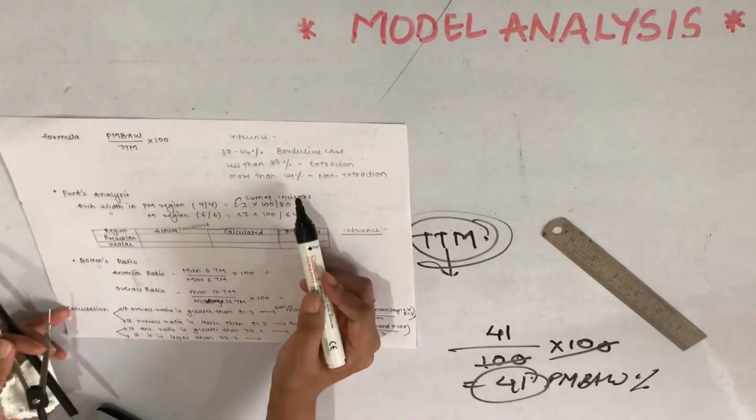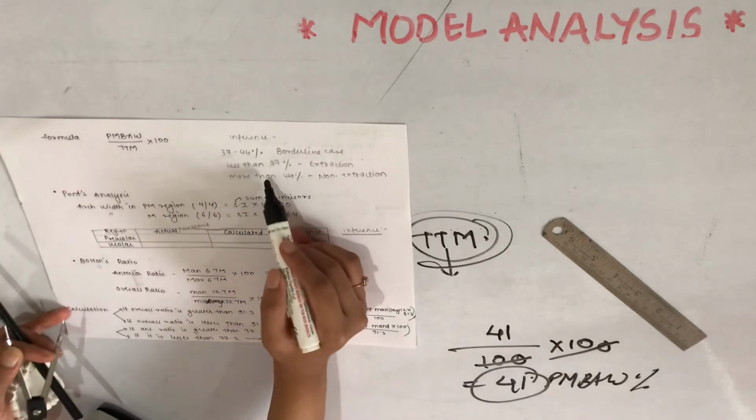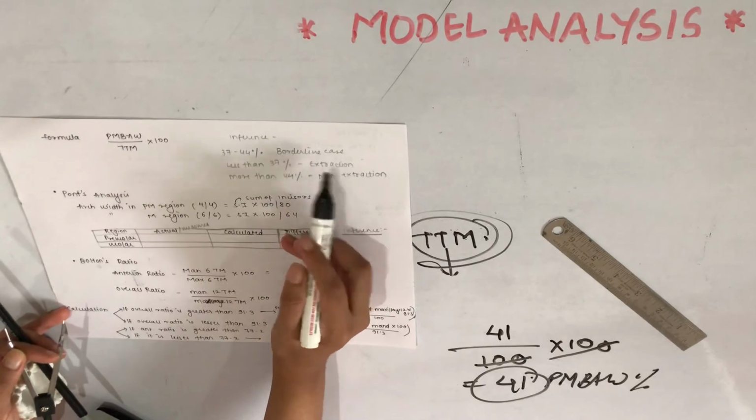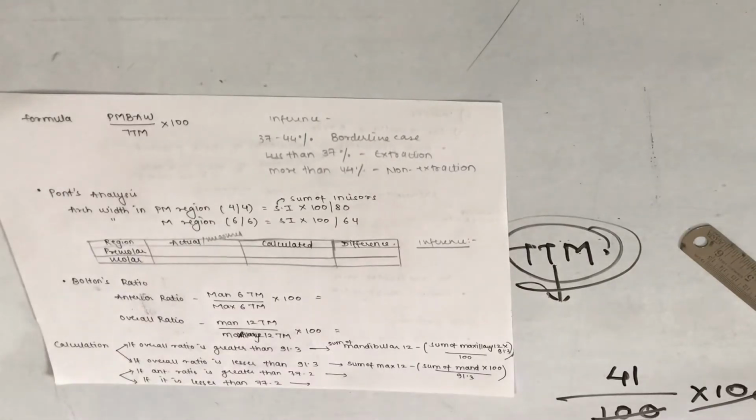So basically if it is more, there is no need of extracting the tooth. If it is less than 37%, then you have to do the extraction, and this is the borderline case. Next one is now the Bolton's analysis.